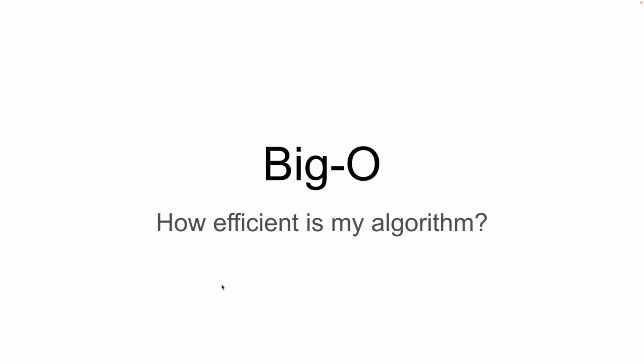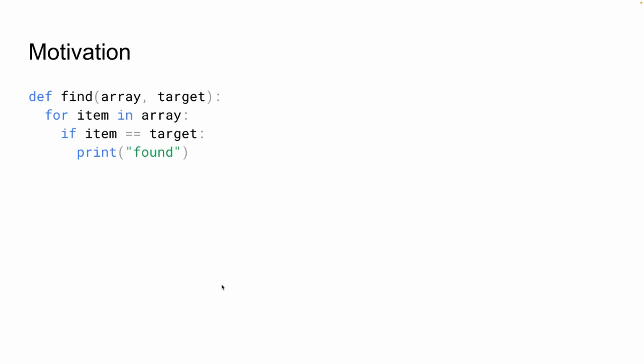Big O is a way to measure the efficiency of an algorithm. Say we want to find a target element in an array. We loop through the array and we print found whenever we find the target. How would you describe the efficiency of this algorithm?